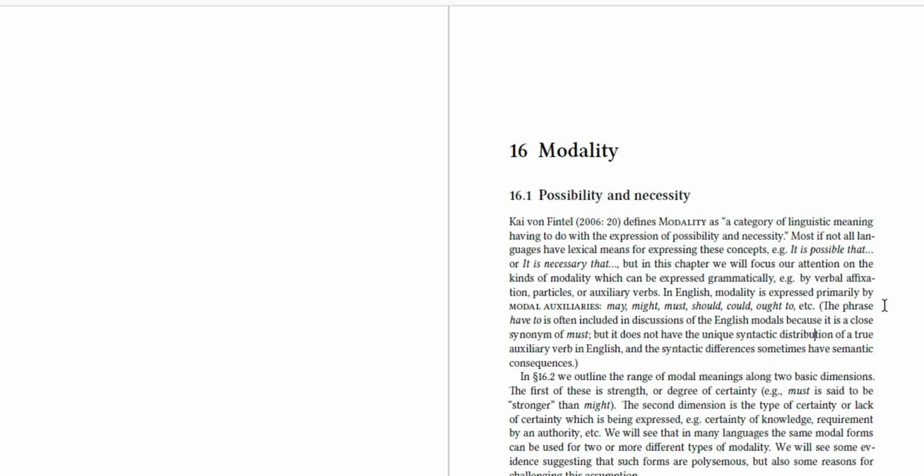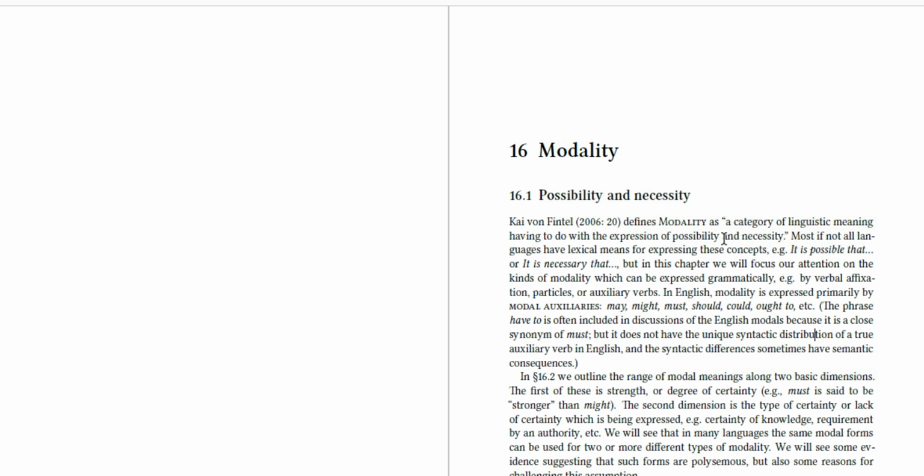In the book here we can find possibility and necessity. It directly starts by defining modality as a category of linguistic meaning having to do with the expression of possibility and necessity. So in general, if we ask you what we mean by modality in the science of semantics, you need to understand that semantics defines modality as a category of linguistic meaning having to do with the expression of possibility and necessity.